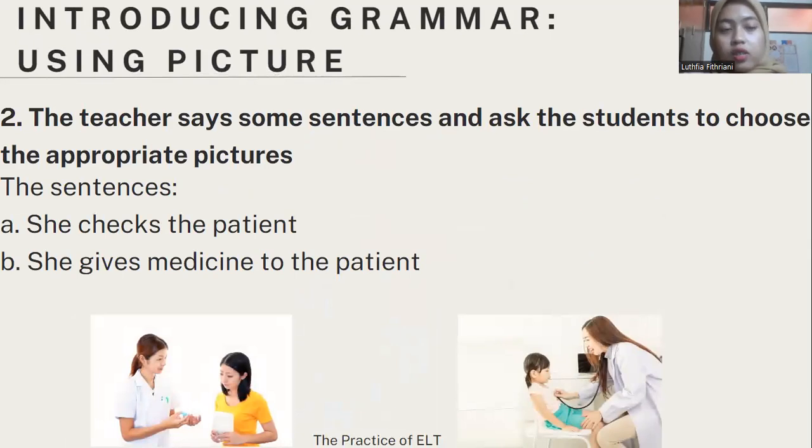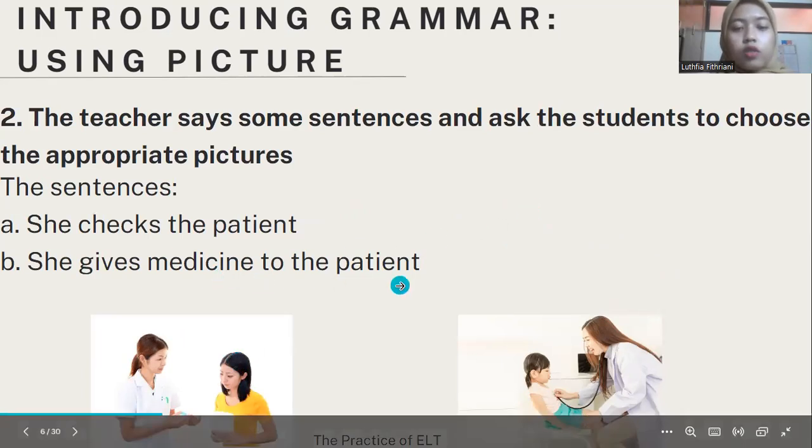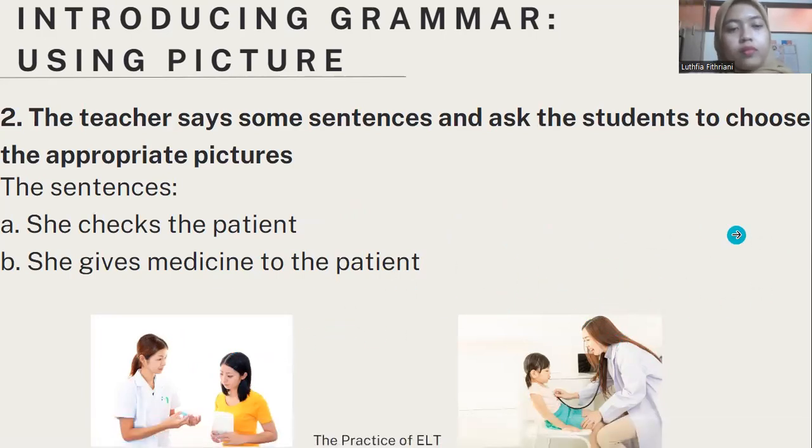After the students answer, the teacher says some sentences and asks the students to choose the appropriate picture. So the teacher will say some sentences and the students should guess the appropriate picture. For example, the teacher will say, she checks the patient, so which one is the picture? Or she gives medicine to the patient, which one is the appropriate picture? The students should choose.